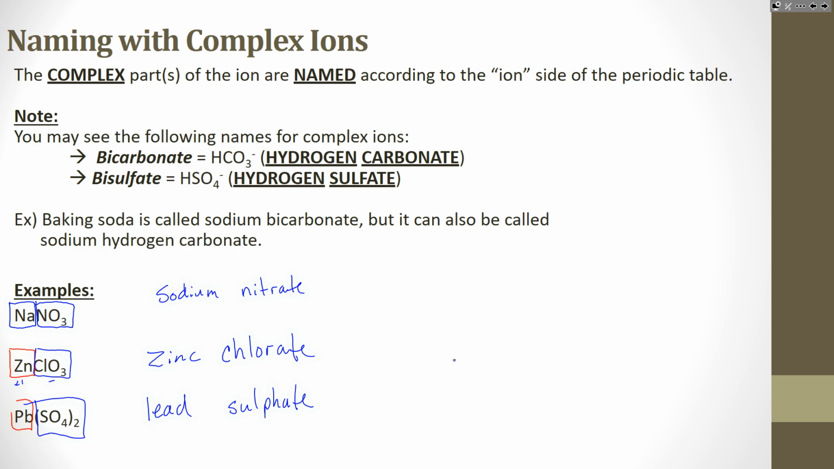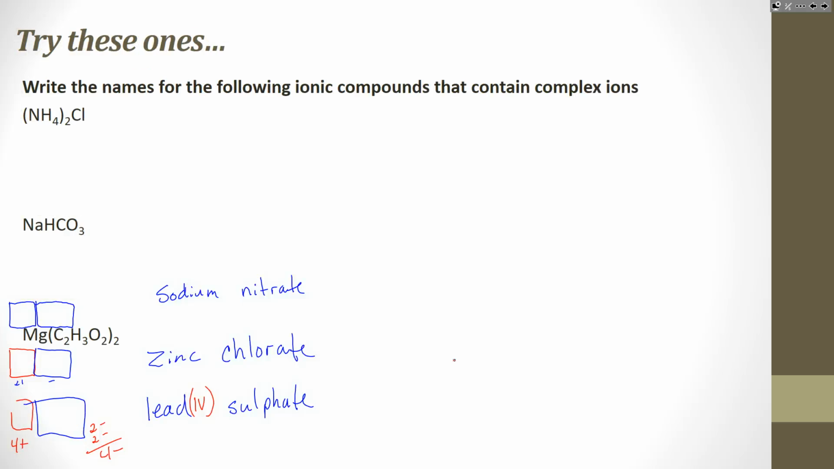Now, depending on the charge on sulfate, that will tell us the charge on lead. So sulfate is a 2- charge, and there are 2 of them. So I have a total of 4 minuses, so I need 4 pluses from the lead. So this would be lead 4 sulfate. The rules that we had still count. We're just applying it with complex ions.